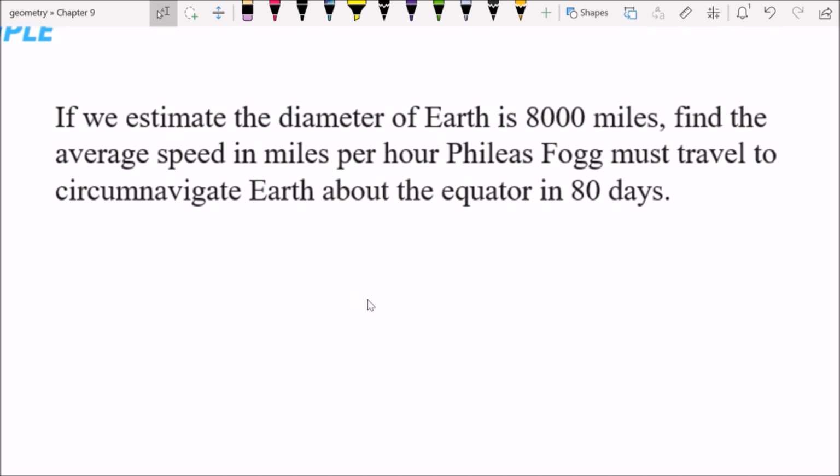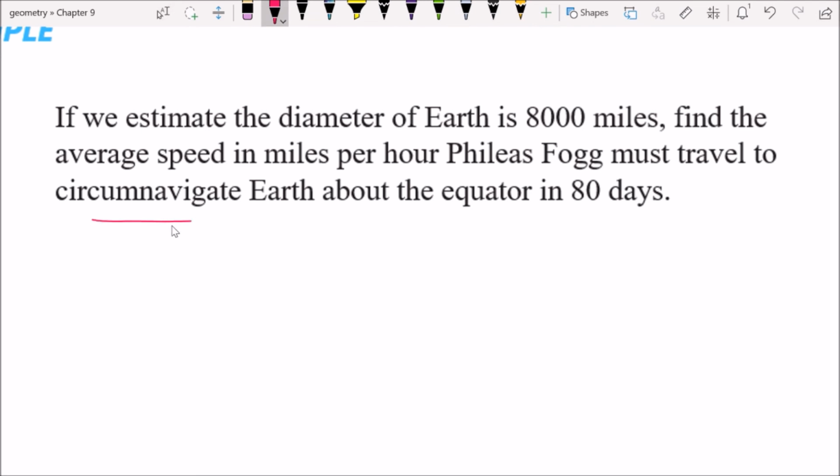All right, here it is. If we estimate the diameter of Earth is 8,000 miles, which is really close actually, find the average speed in miles per hour Phileas Fogg must travel to circumnavigate the Earth about the equator in 80 days. Wow, there's a lot going on here. Okay, first of all, let's get our vocab down.